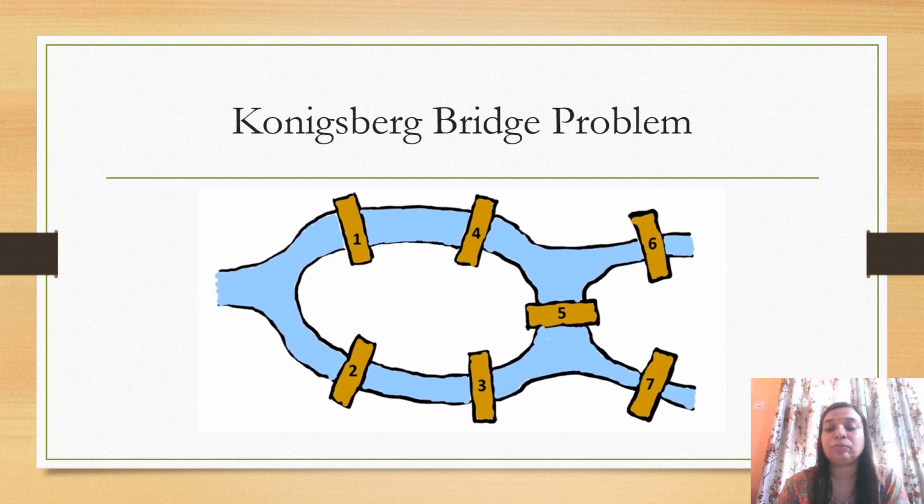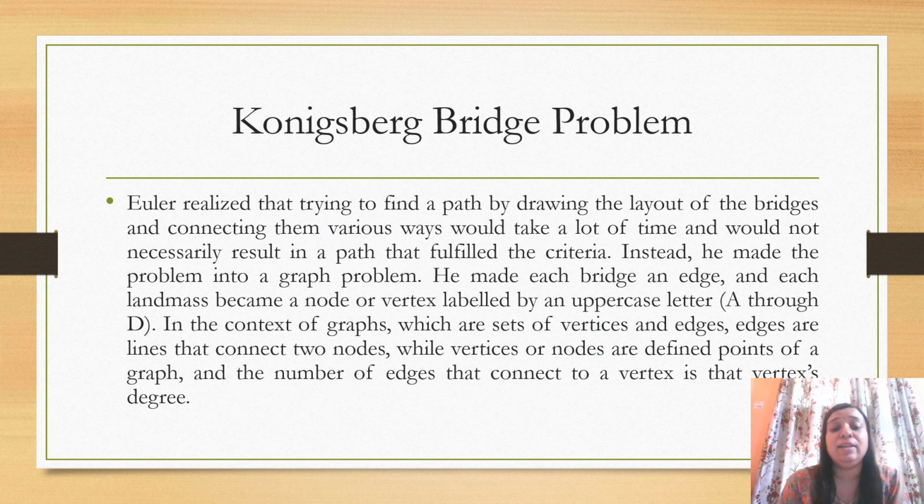Euler realized that trying to find a path by drawing the layout of the bridges and connecting them in various ways will take a lot of time, and actually it is not needed. So he made that problem into a graph problem. He took every bridge as an edge, and all those land masses became a node or a vertex, represented by letters such as A.